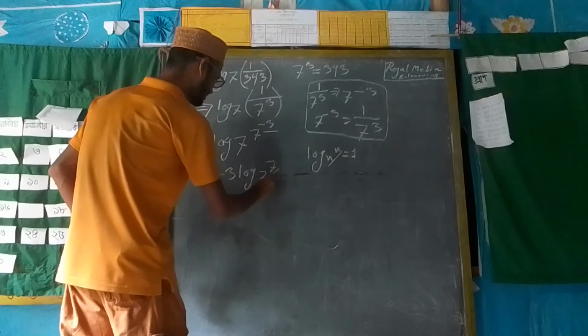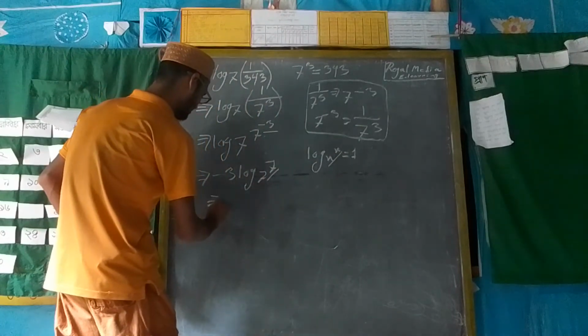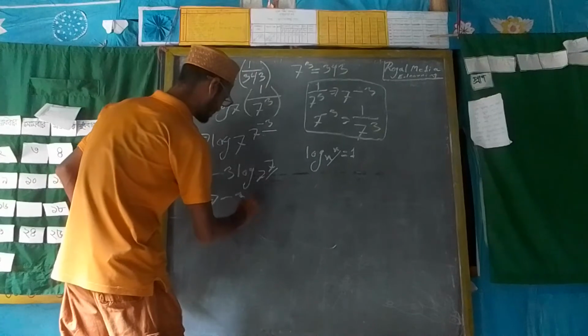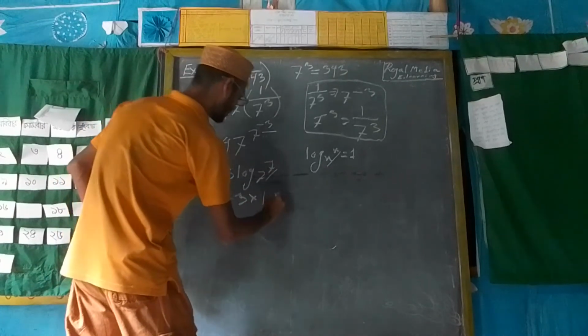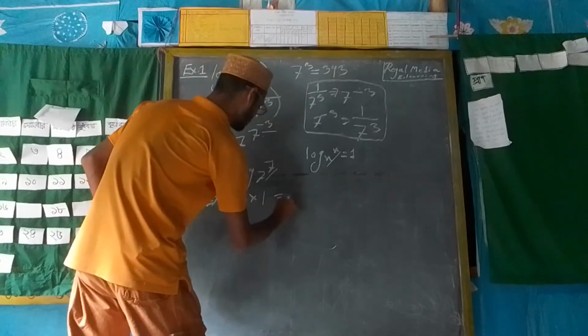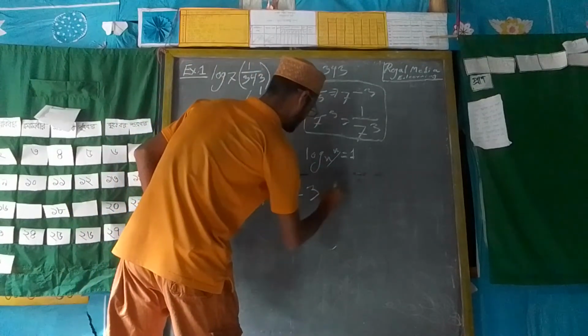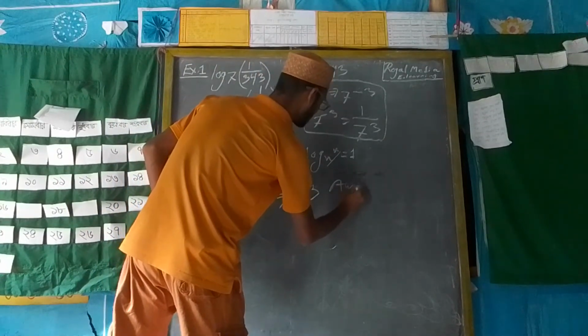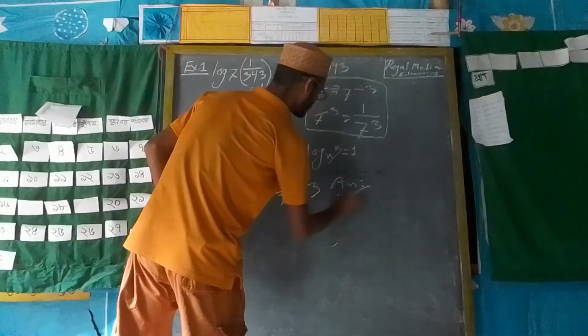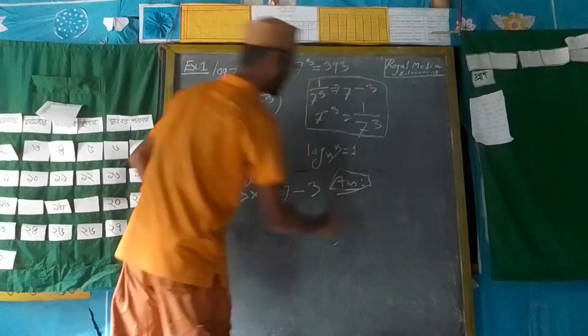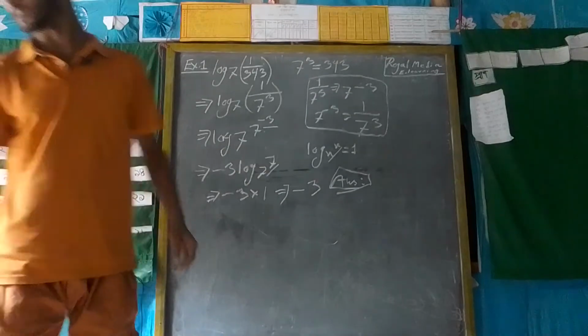Similar power and base equals 1. Then minus 3 into 1 equals minus 3. That is our result for example number 1. Then let us go to example number 2.